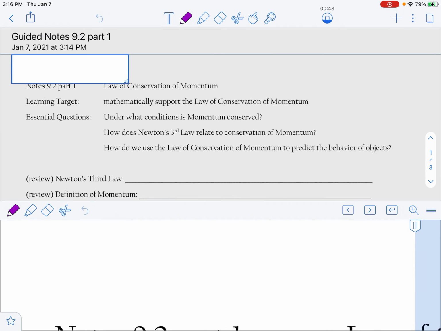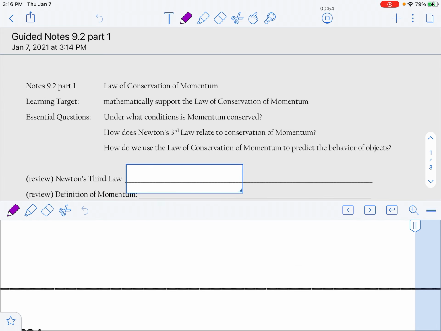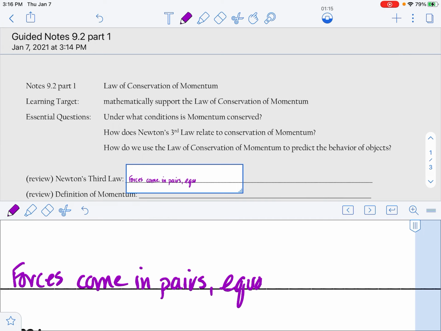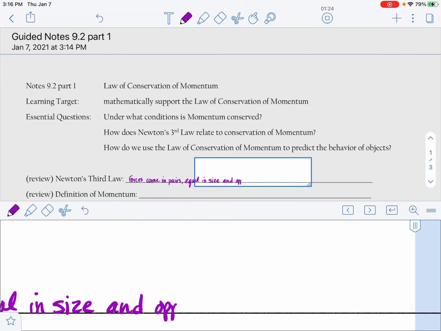So first review question down here, Newton's third law. Now remember, the first law says an object in motion stays in motion. An object at rest stays at rest unless an outside force acts on it. The second law is our formula, F equals ma. And the third law says that forces come in pairs. The pairs are equal in size and opposite in direction.